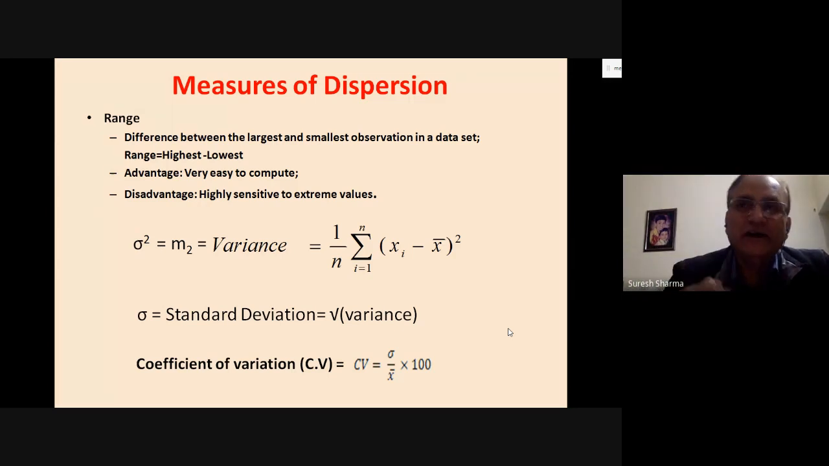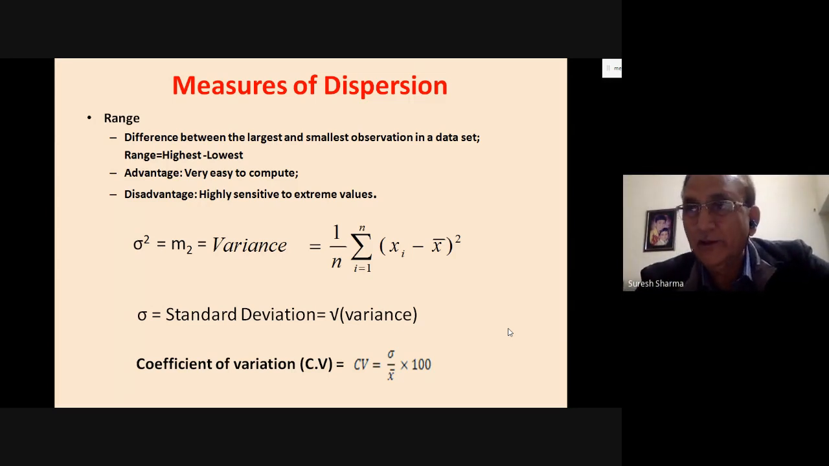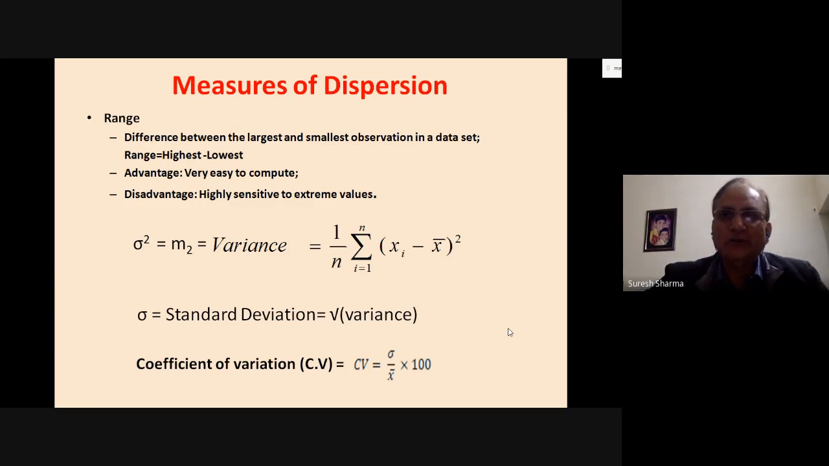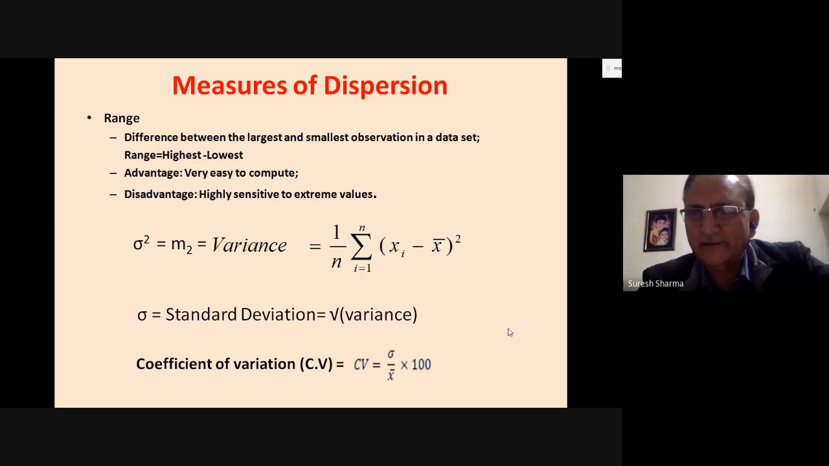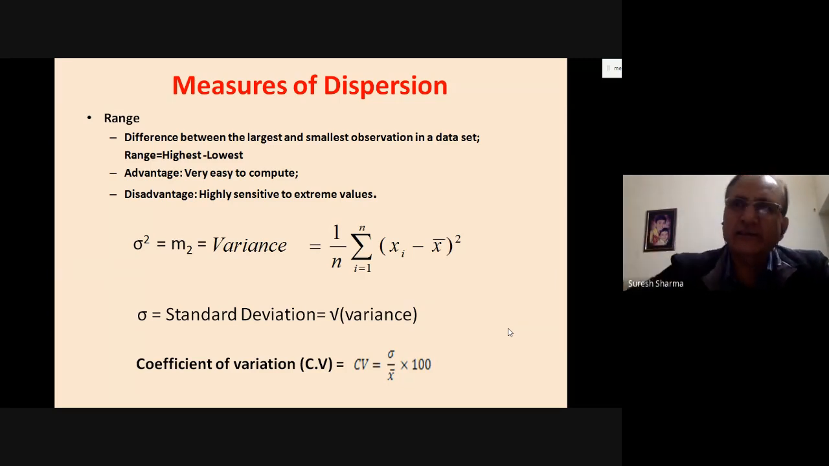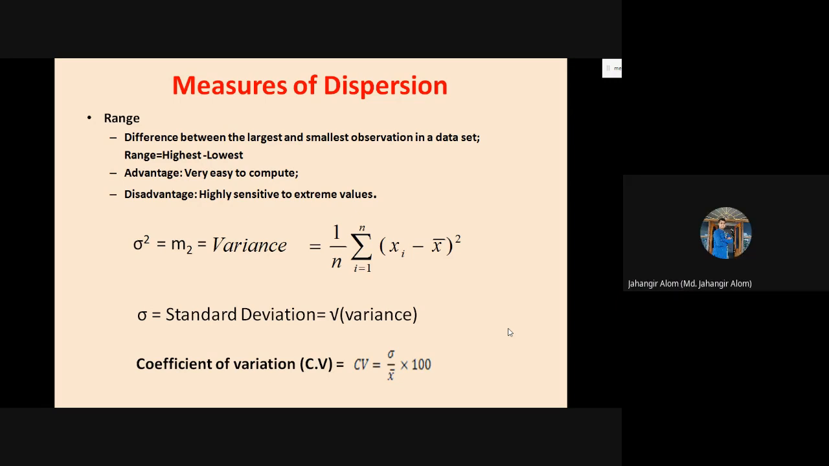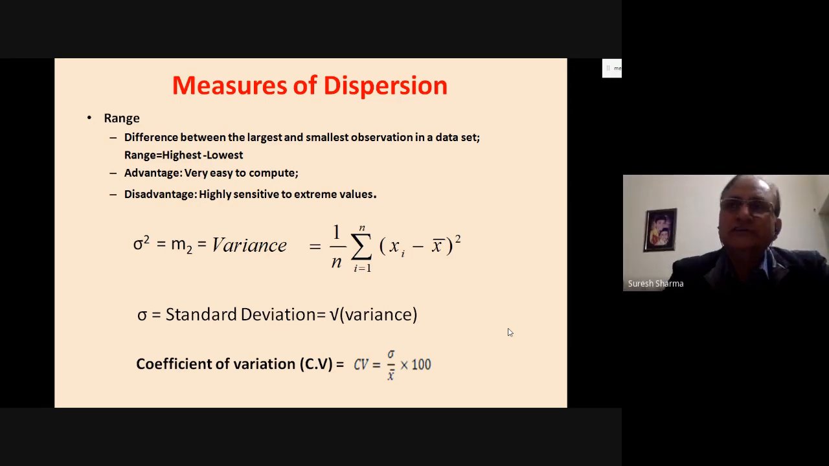Somebody is asking whether height has more variation or weight has more variation. My data relates to children between 10 and 20 or 22 years. Obviously, there will be variation in height and in weight. Even if I compute the standard deviation, one will be in centimeters and the other in kg. Can you compare kg versus centimeter? No, you cannot. That's why we compute the coefficient of variation.